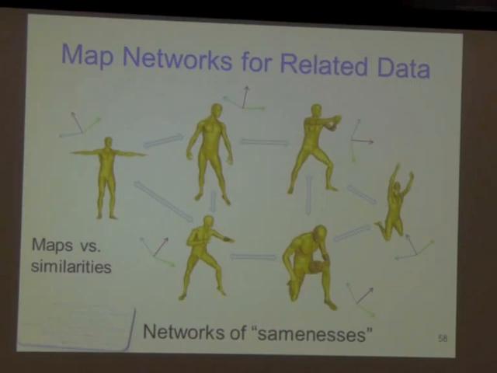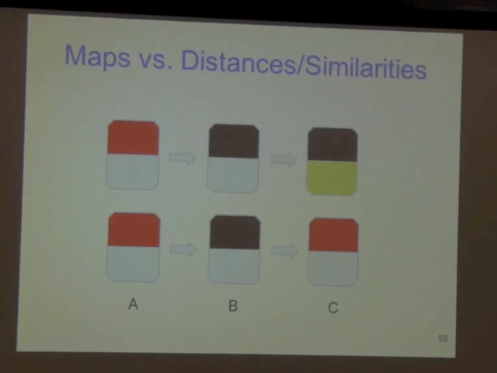Now, one thing I want to make clear is that many people build networks of images or networks of shapes that are graphs, and they encode the edges with some similarity score. But when you have maps, you have a lot more information. Think about this small example of those three artificial images. Here, this differs from this by half, and this differs from this by half, and this differs from this by half, and this differs from this by half.